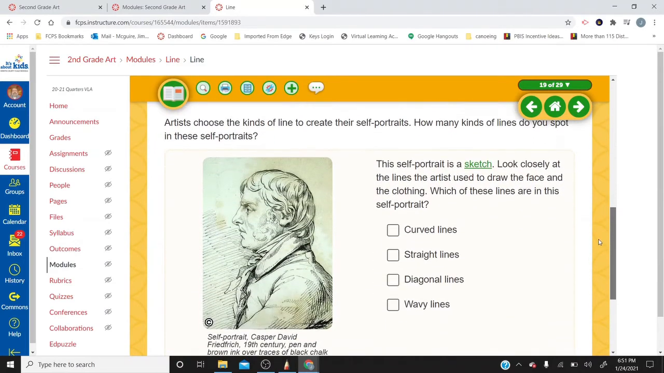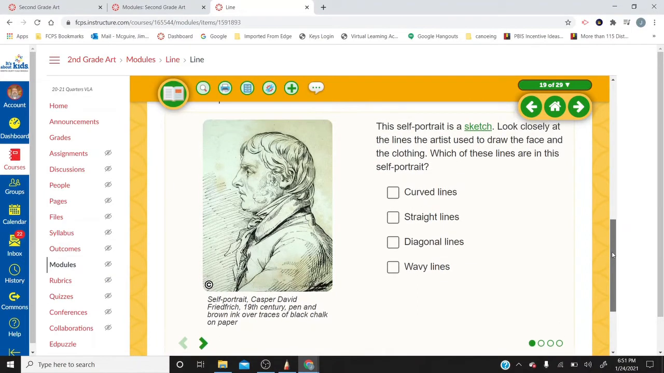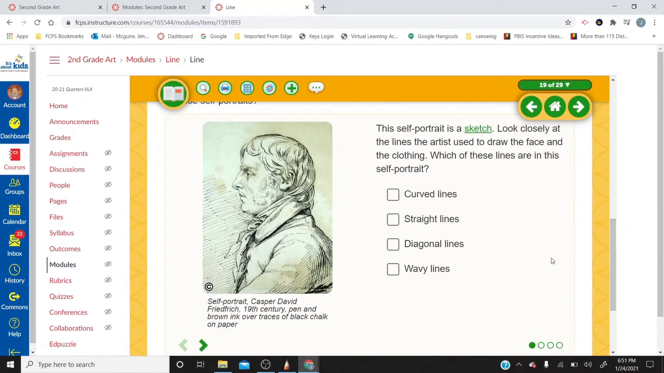Artists choose the kind of line to create their self portraits. How many kinds of lines can you spot in these self portraits? Do you see any curved lines, straight lines, diagonal lines, or wavy lines? I see lots of straight lines there. I'm going to go with straight. What do we think? Yeah, all right.